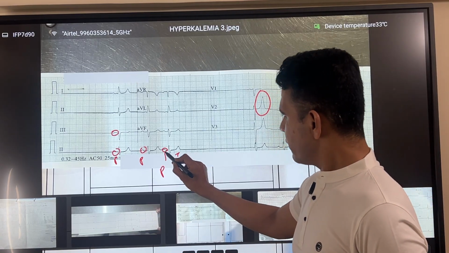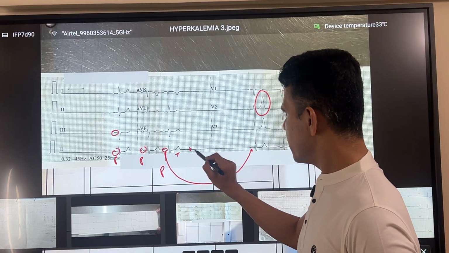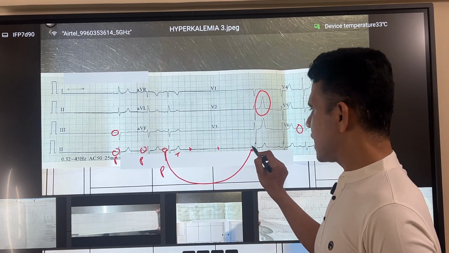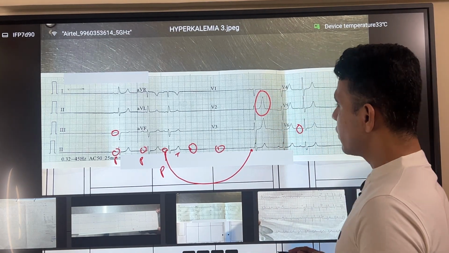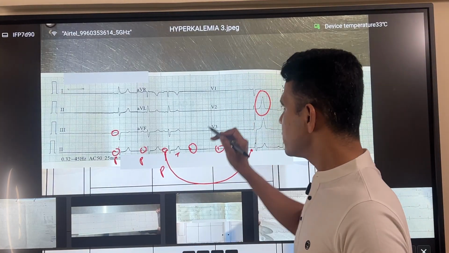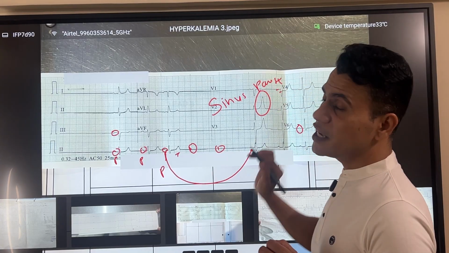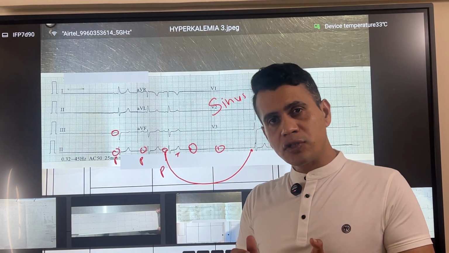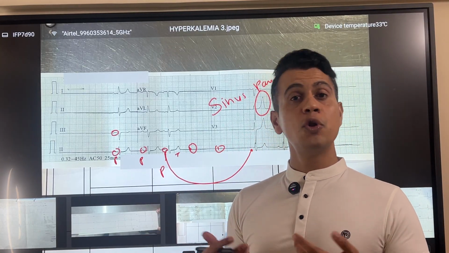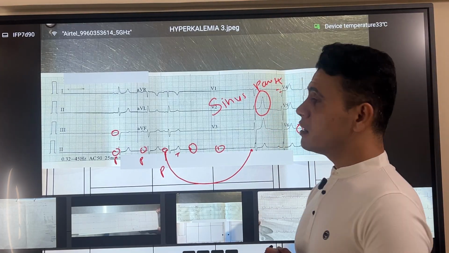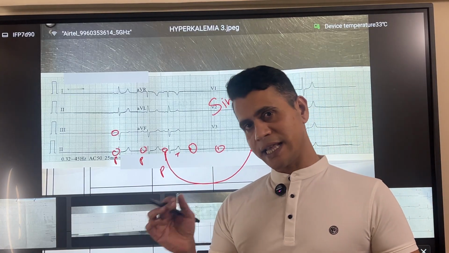Now, after this P, the next P is here directly. The P was supposed to come here, and it has appeared here, but it has not appeared here or here. So this is one example of sinus pause. What is sinus pause? Sinus means SA node. Sometimes the SA node doesn't function and gets a pause, so there will not be any P wave. No P wave means no QRS complex. And we call it a sinus arrest when the same thing continues for at least 3 seconds.